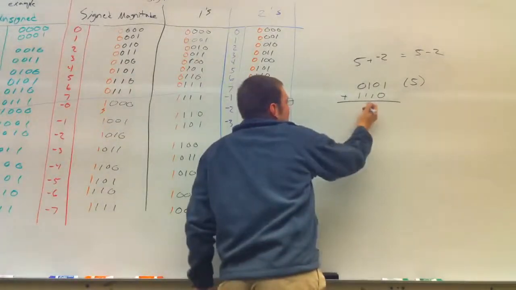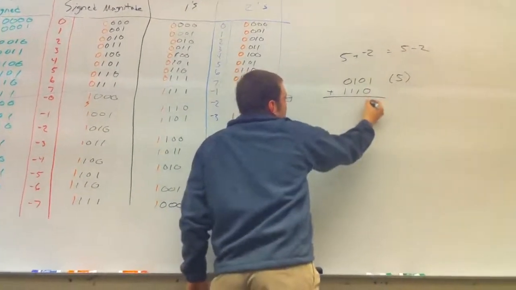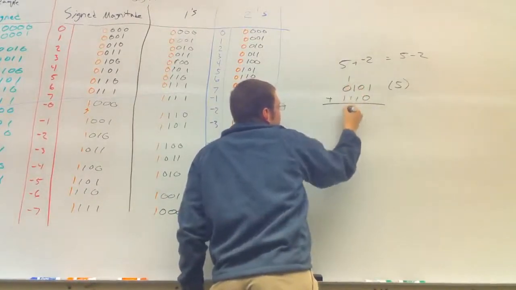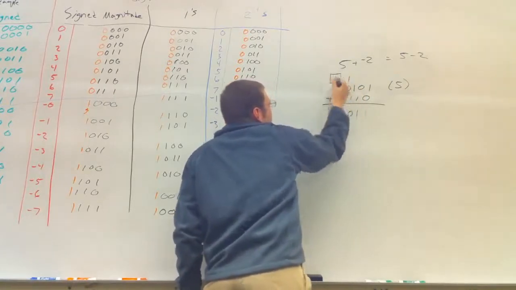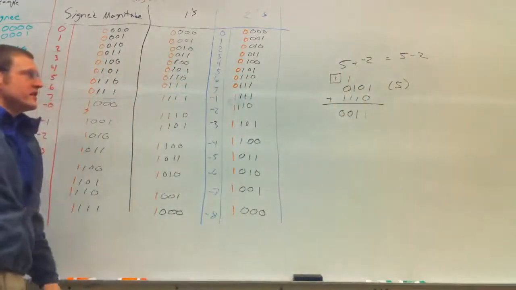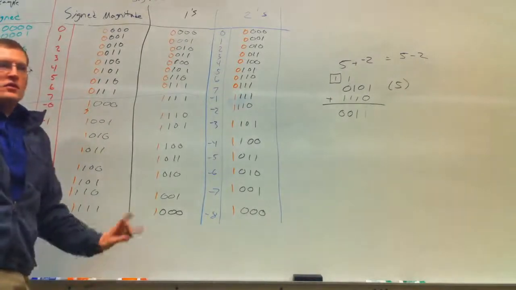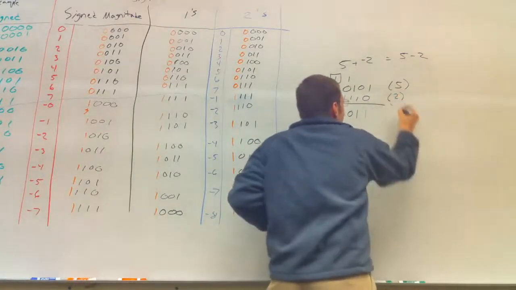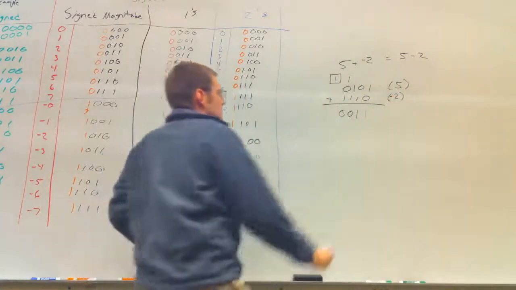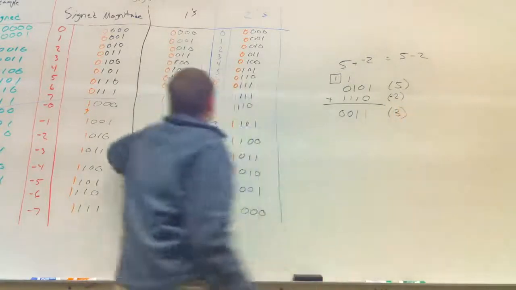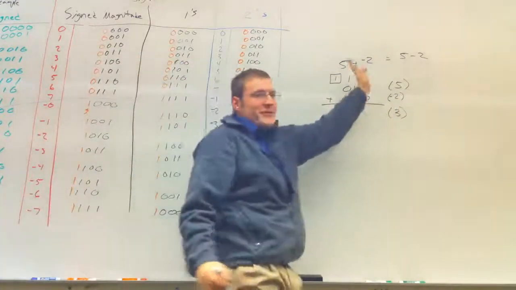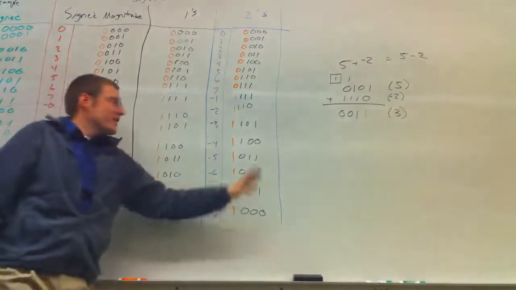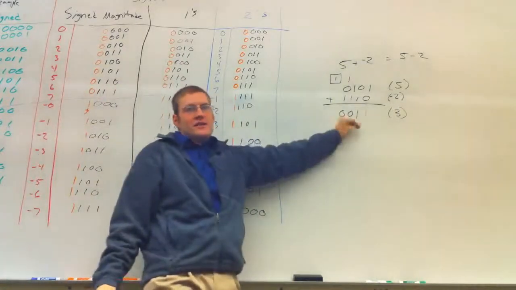So we go 1, 1, 0, carry the 1. We get 0. Get another carry. Since we're working in 4 bits, we ignore it. We throw it away. It's gone. And so what do we get? We get 3. And that's my math, right? So now we can see that with 2's complement, I can do any math, right?